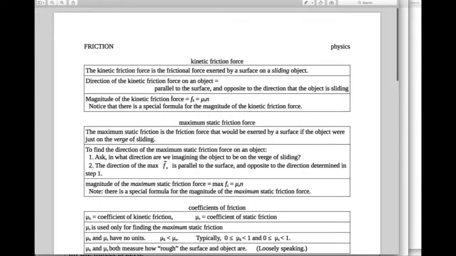In our free body diagram, we have to show the direction of the kinetic friction. For that, we should use this rule. Here's the rule for the direction of the kinetic friction force.